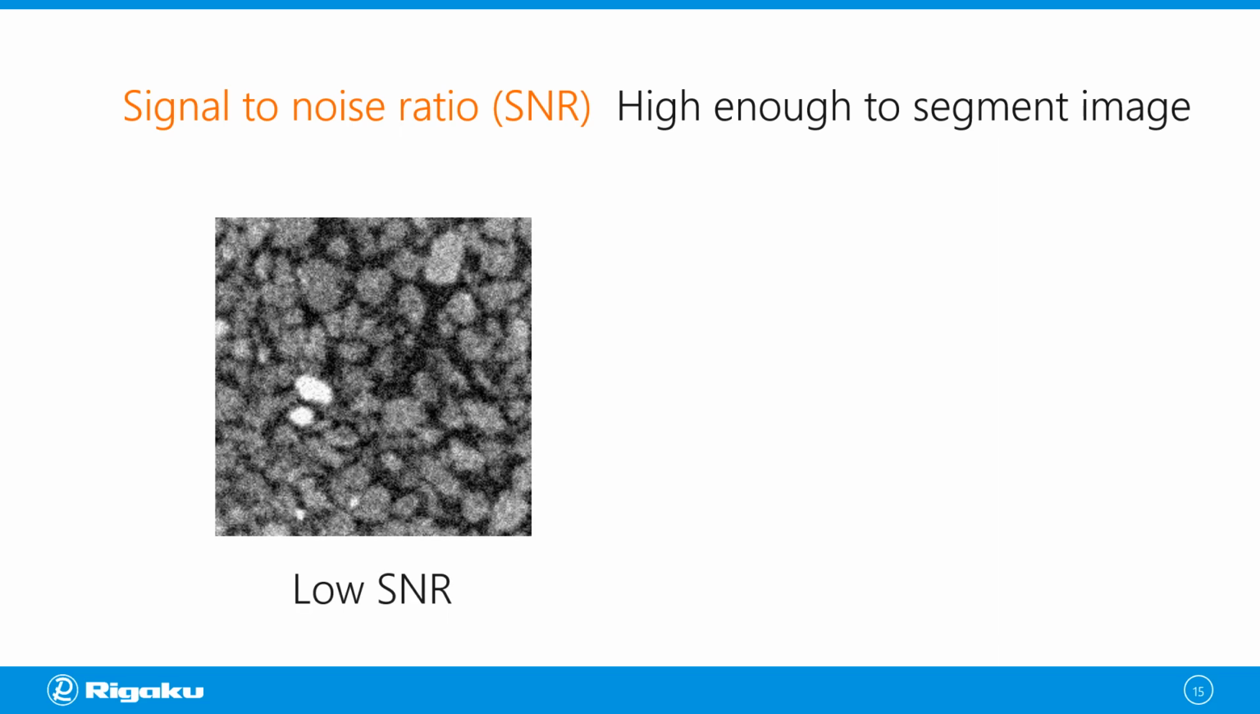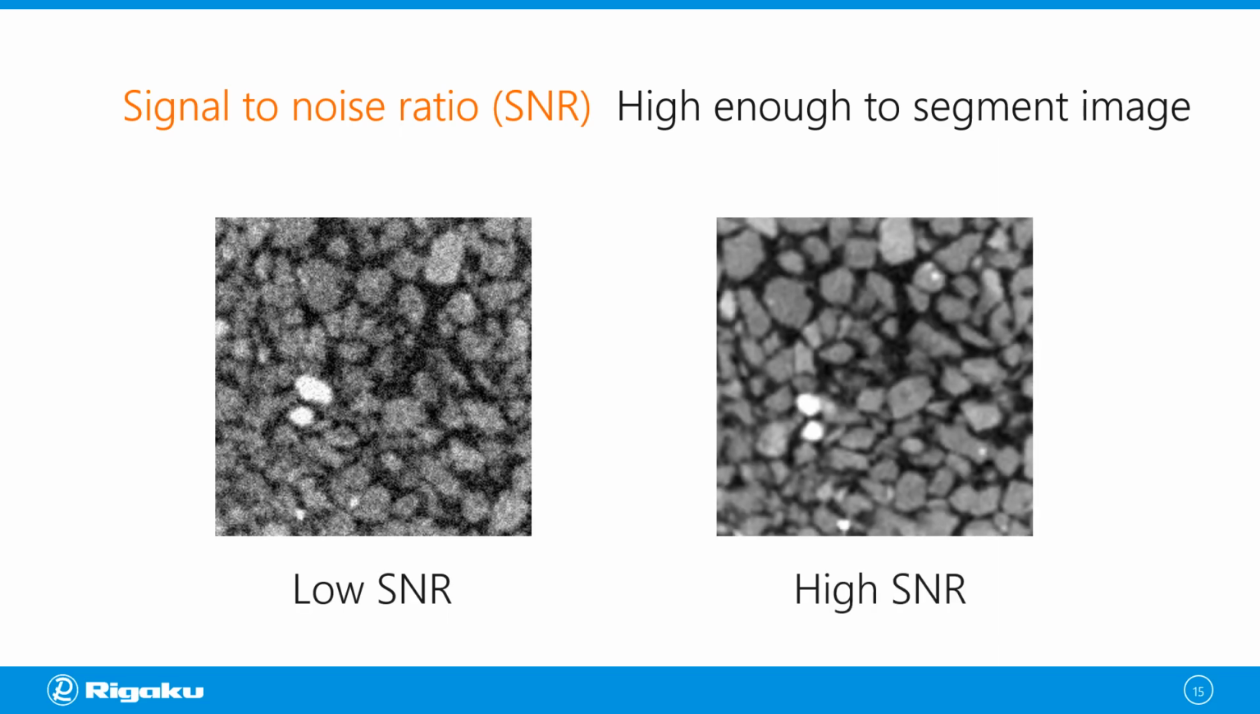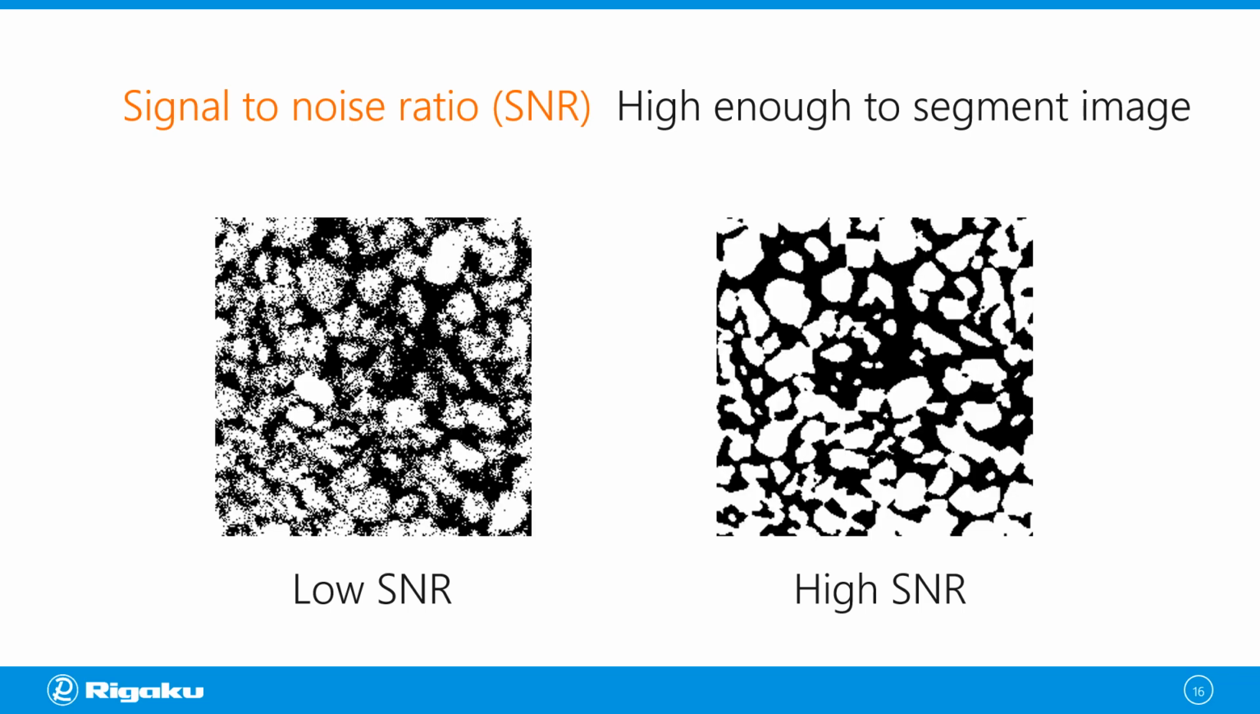This is a low signal to noise ratio scan, and this is a high signal to noise ratio scan. You run simple segmentation, you get results that look like those. This is not clean. You're not separating the grains and the pores cleanly. This one is clean. Thus, the signal to noise ratio is high enough for this image. So this is what you're looking for.